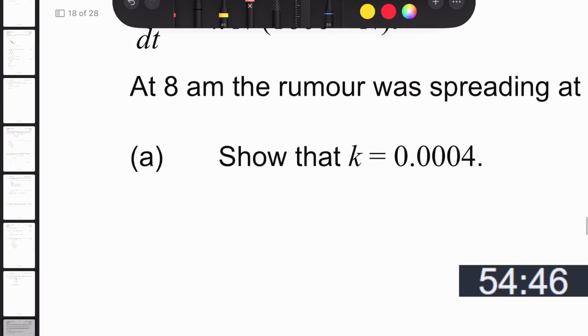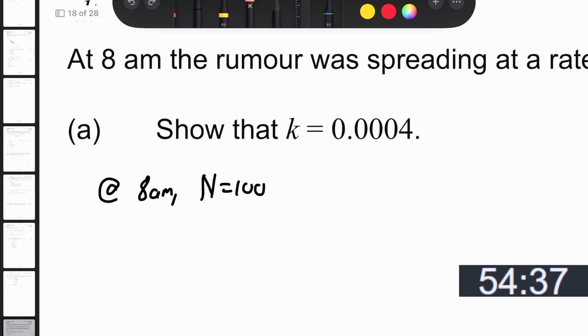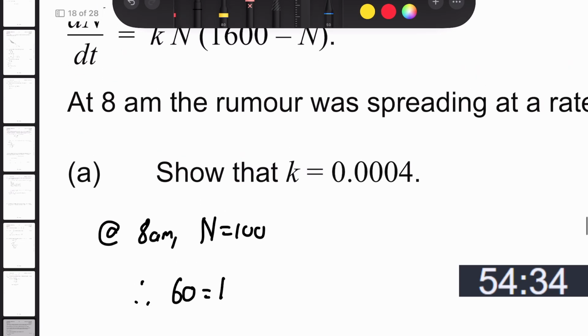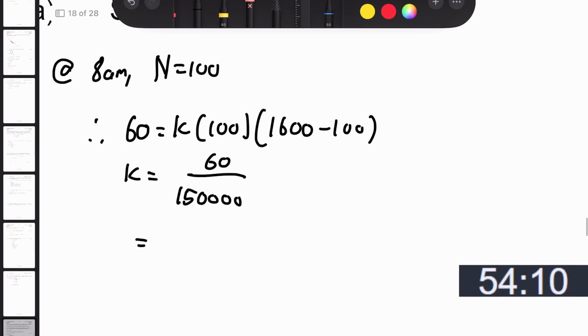So then at 8 a.m., n is going to equal 100. Therefore, 60 is equal to k of 100 times 1600 minus 100. So then k is equal to 60 over 150,000. So 60 over 150,000, which is literally 1, 2, 3 zeros and 4.